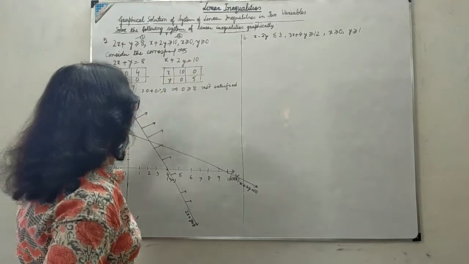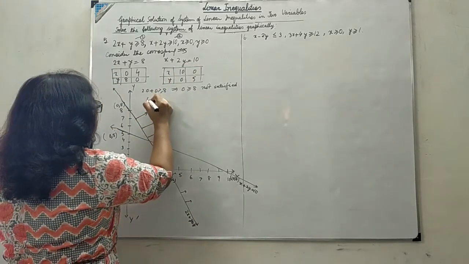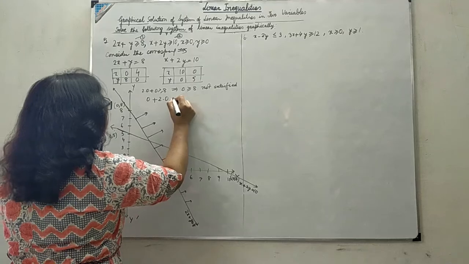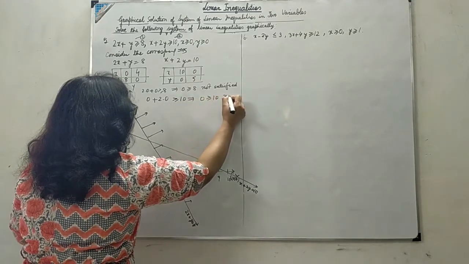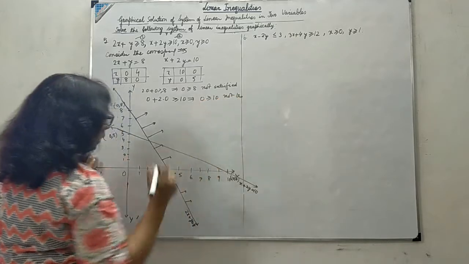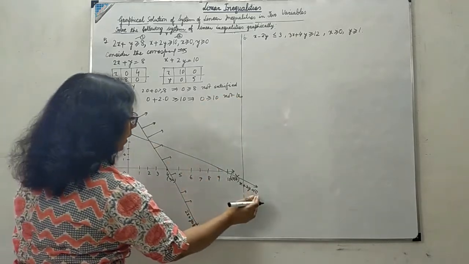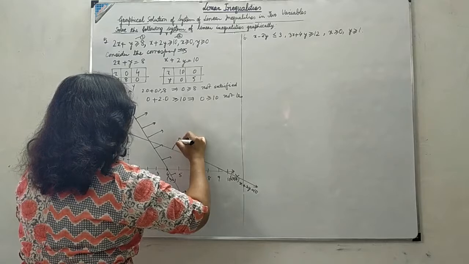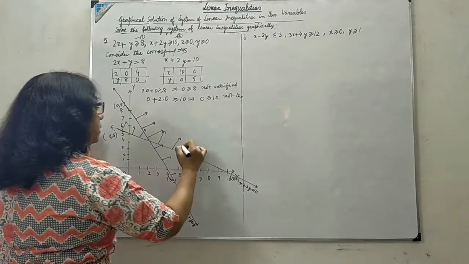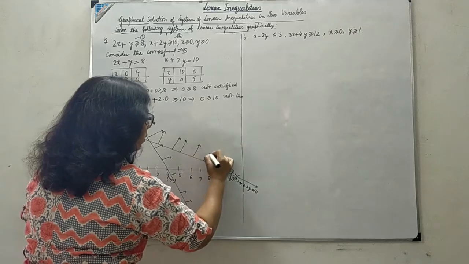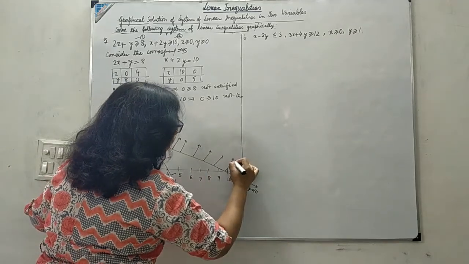After that, the second inequality will have 0 plus 2 into 0 greater than 10. That implies 0 greater than 10, again it is not true. So again for this line, the half plane away from the origin will be our required one. So the common part, as we have seen in the last questions, is this part.